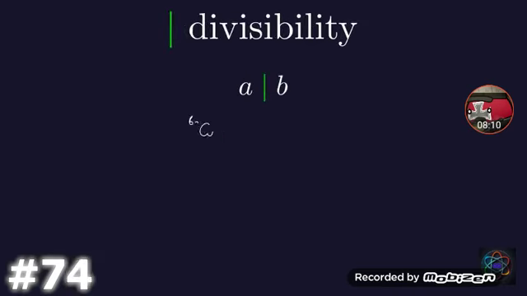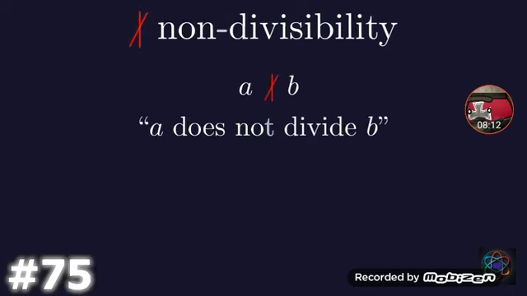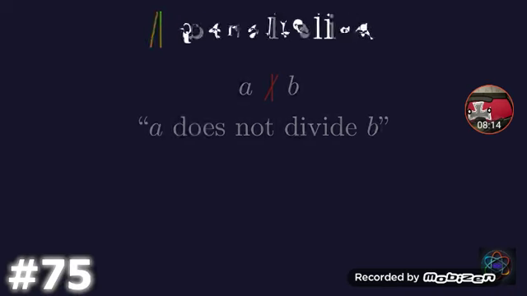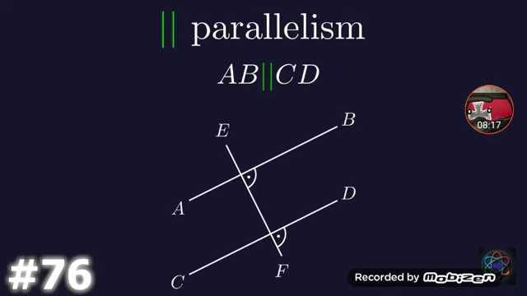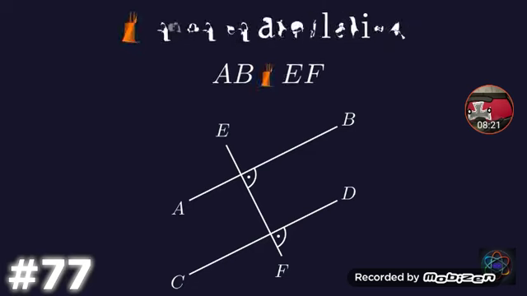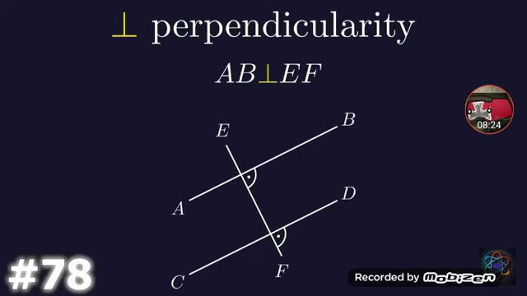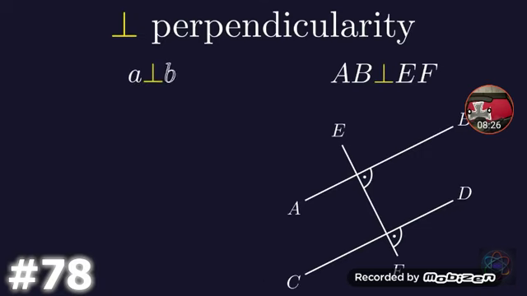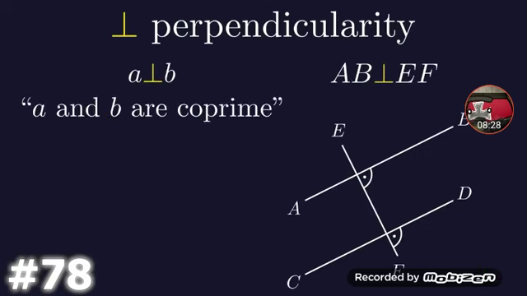Single line represents divisibility. This line crossed represents non-divisibility. Two lines denote parallelism. Add a cross, and it represents non-parallelism. Upside down T represents perpendicularity. Sometimes it can also mean that two numbers are co-prime.